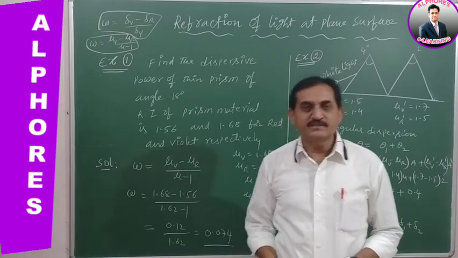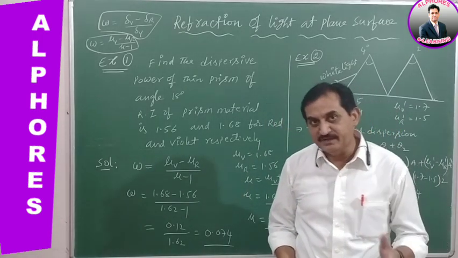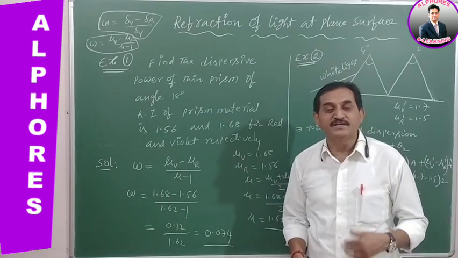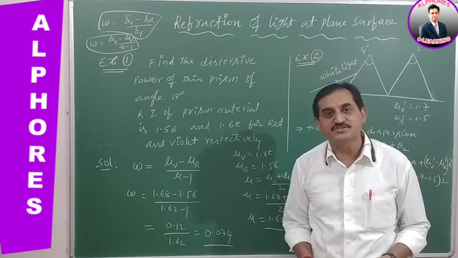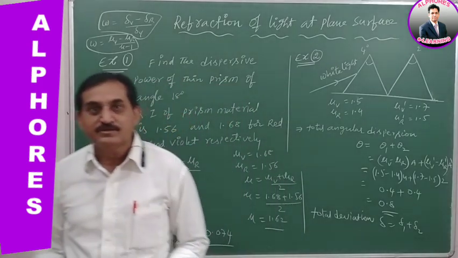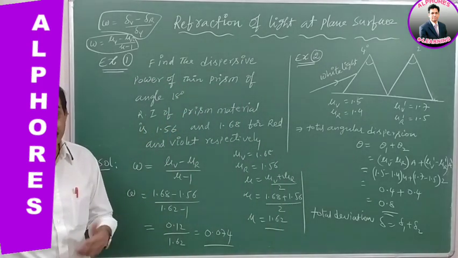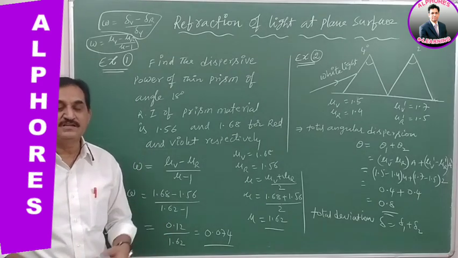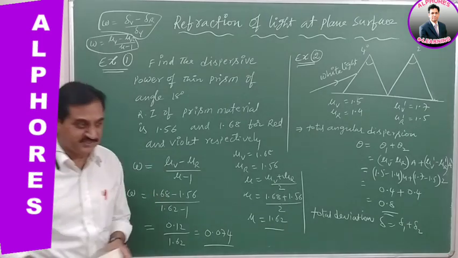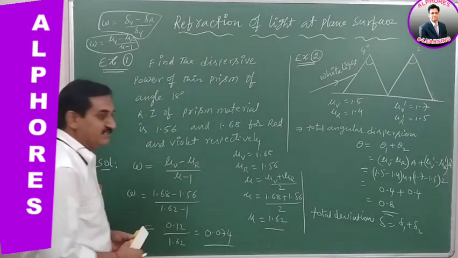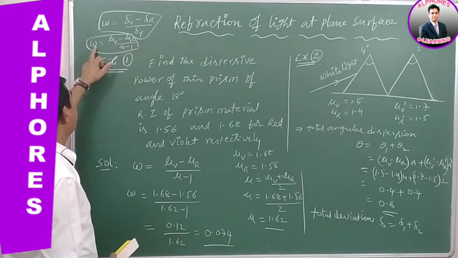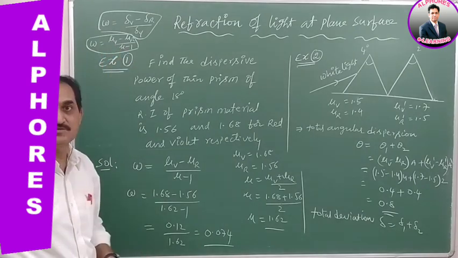So regarding the dispersive power, I explained in the previous video that it is the ability of the material of the prism to split up the 7 constant colors from white light. It indicates how great the separation of the 7 colors from the white light is, and its corresponding formula is derived. So that formula is delta V minus delta R by delta Y, or omega is equal to mu V minus mu R by mu minus 1.